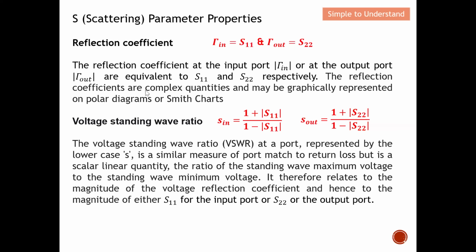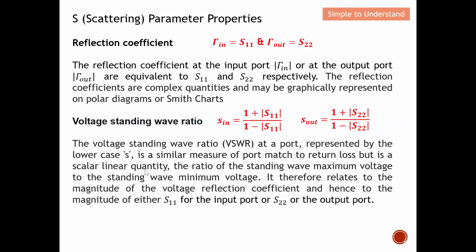The reflection coefficients are complex quantities and can be graphically represented on a polar diagram or on the Smith chart. Okay, so next is the voltage standing wave ratio. Most of the time we use a lowercase s to describe the voltage standing wave ratio, or VSWR, at a port, which can be the input or output port. This is not a capital S, it is a lowercase s. It is a similar measurement of port match to return loss, but it is a scalar linear quantity.